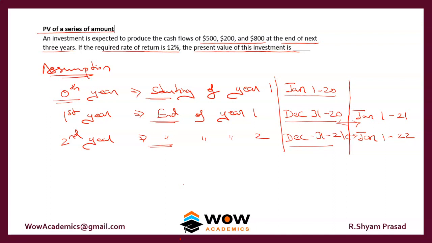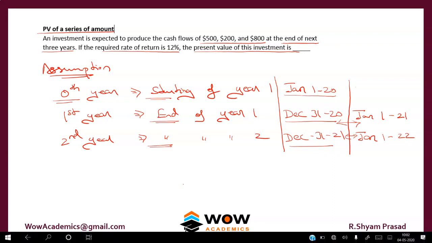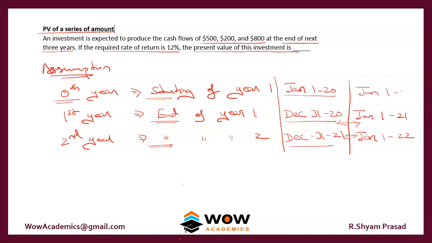If a problem states that the first cash flow is received today, and today is January 1 20, and the next cash flows are going to be received at the start of the year, so 1st January 21, 1st January 22, then there is just a 1 year difference between the both. If this refers to the 0th year, the 1 year cash flow that is received will be called first year, and the second year cash flow will be noted as the second year. Okay, so that's how it works.